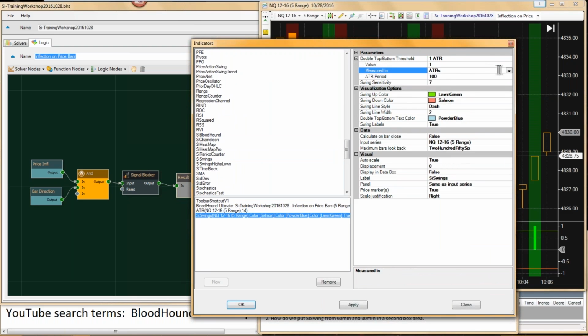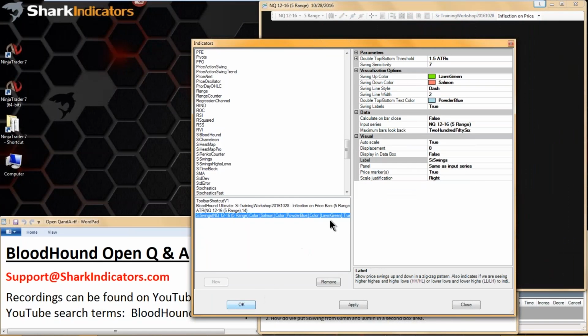All right, so you could actually use other measurements here as well. You could use points, ticks, Renko bricks, or ATRs. And of course you have the ATR period that you can adjust as well, because the ATR is an indicator. So let's see, I'll go 1.5, right in the middle between 1 and 2 ATRs, and let's put that on the chart.